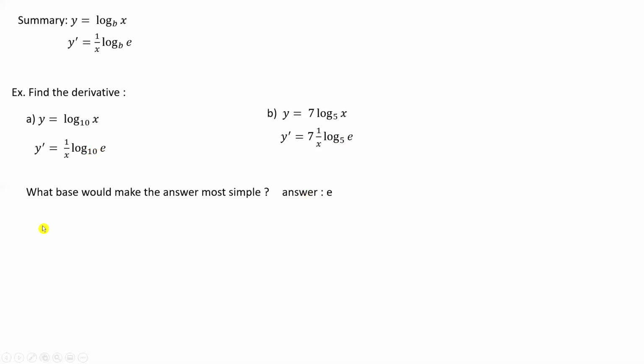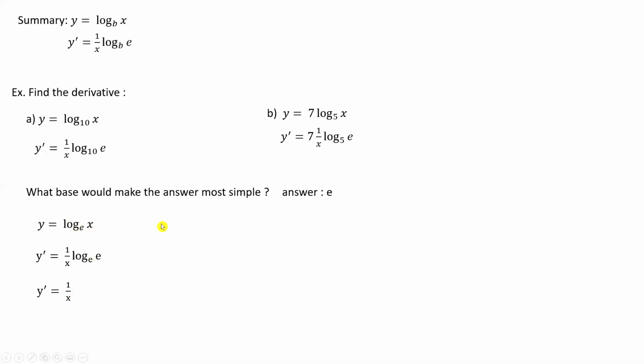Let's look at it. If we took log base e of x, the derivative is 1 over x log base e of e. What exponent goes on e to give you e? 1 does. So our derivative is suddenly looking much simpler. The derivative of log base e of x is simply 1 over the argument. What happened to this term? It's just 1 in this case.